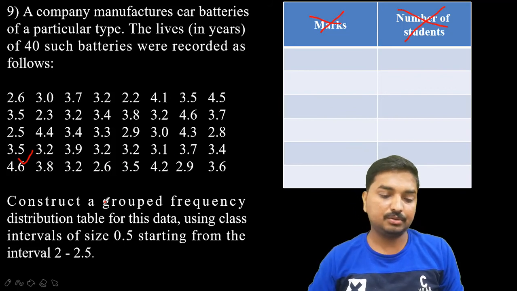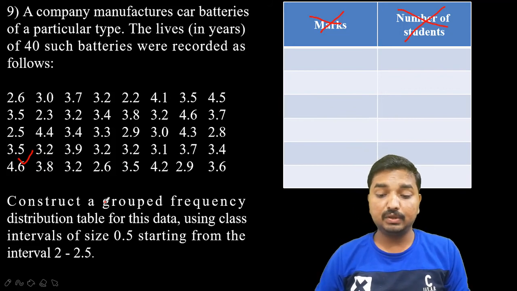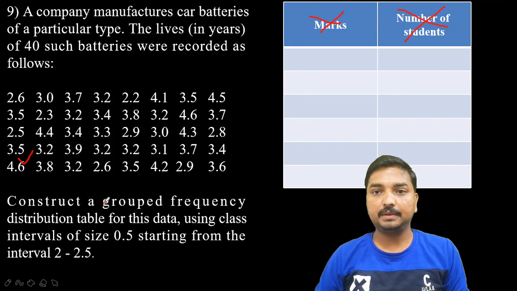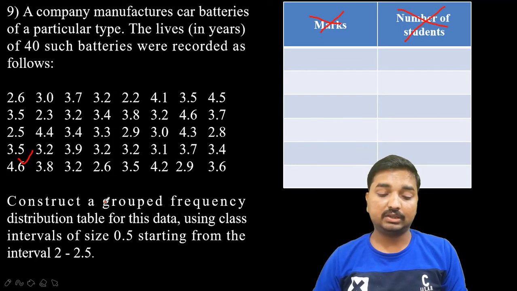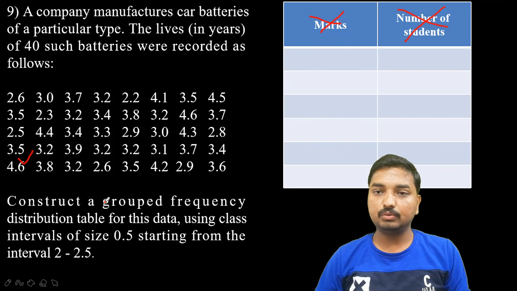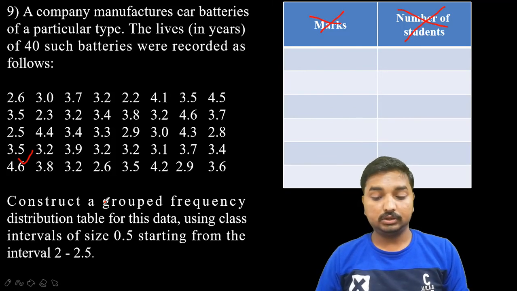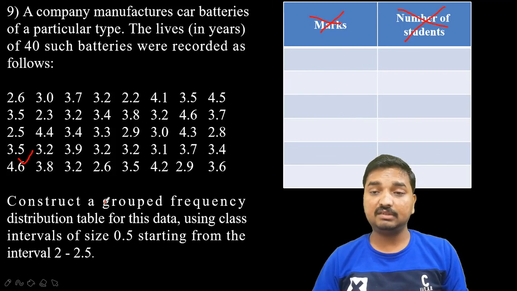Next, the question is like this: construct a grouped frequency distribution table for this data using class intervals of size 0.5 starting from the interval 2 to 2.5. Just now I told you, if it needs class intervals, it will be mentioned in the question itself. Now look here, it's already given. Class size should be equal to 0.5, and one sample class interval is already given, 2 to 2.5. So this is the first class interval.